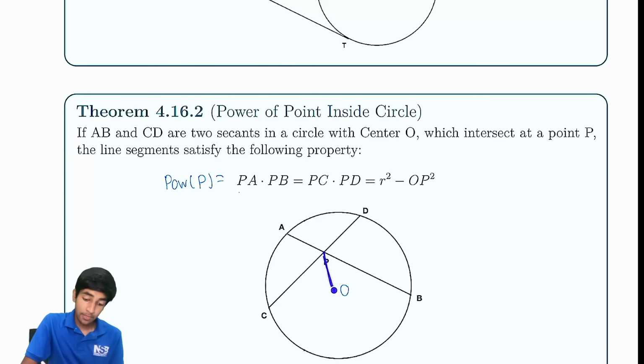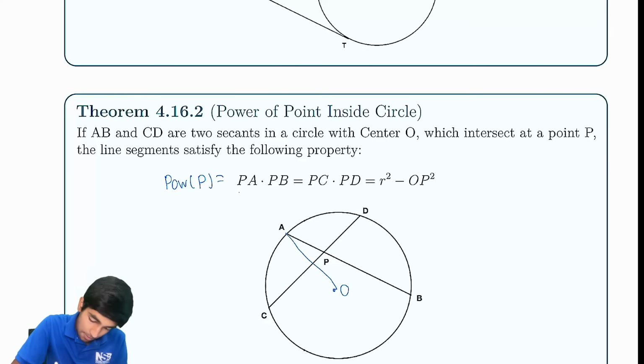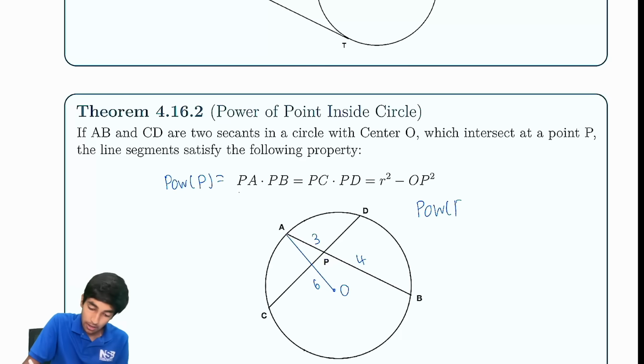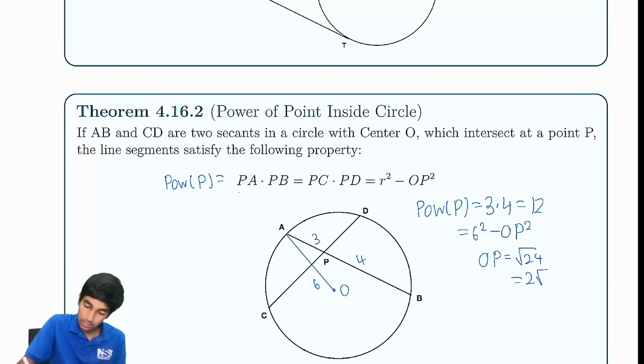So let's say you're trying to find this distance OP. Let's say you know the radius is 6, and you're given that this is 3 and this is 4. And you're like, okay, find OP. How can you do that? Well, take a look. The power of P is 3 times 4 equals 12. But it's also equal to R squared, 6 squared, minus OP squared. So from here we get OP is equal to square root of 24, or 2 root 6.